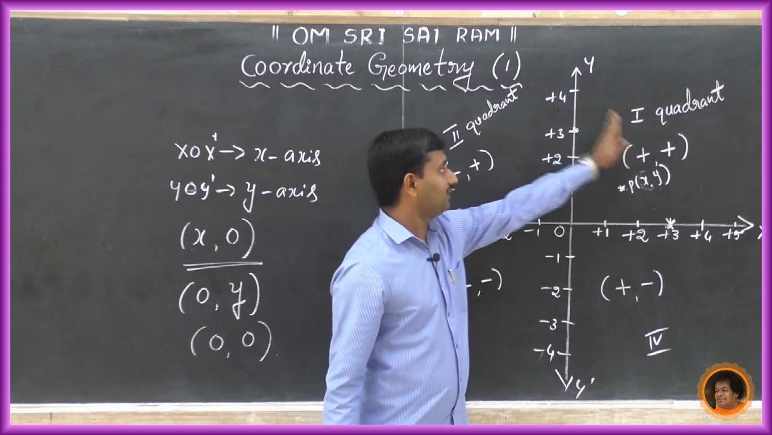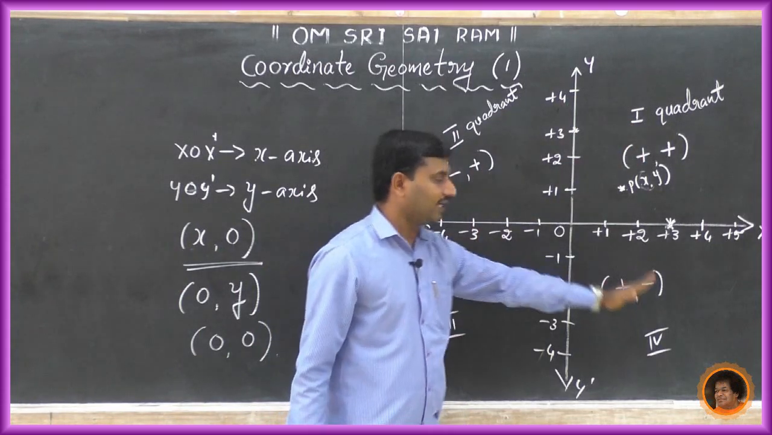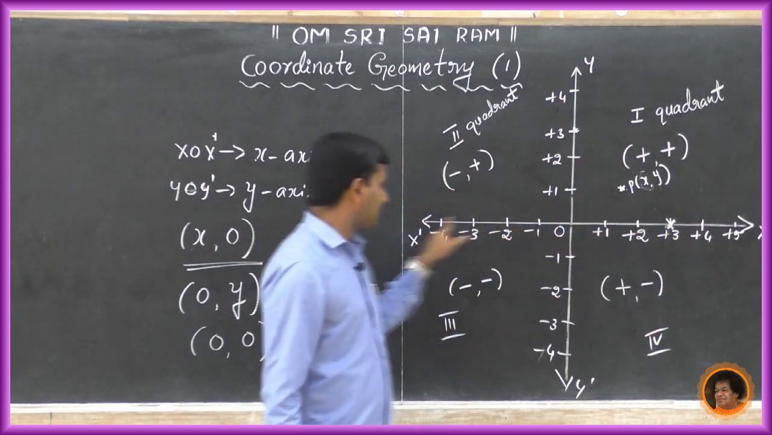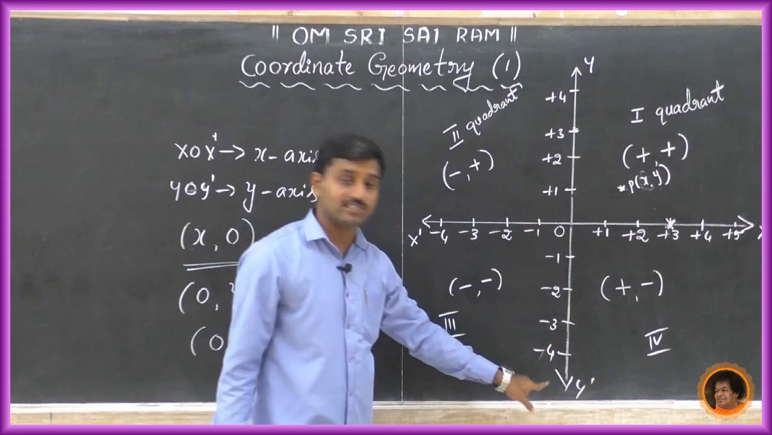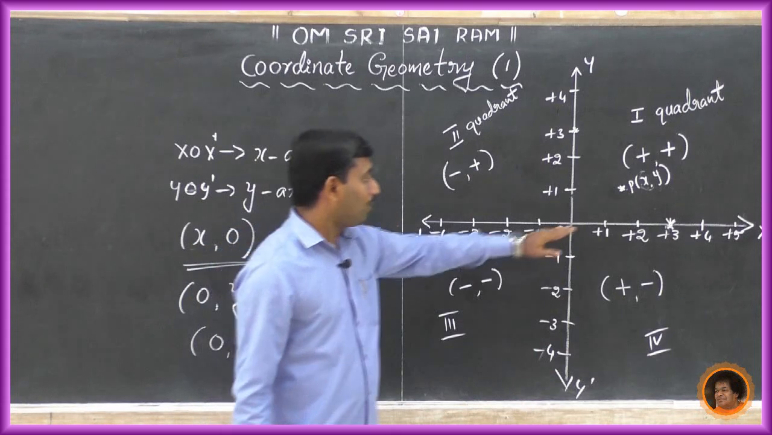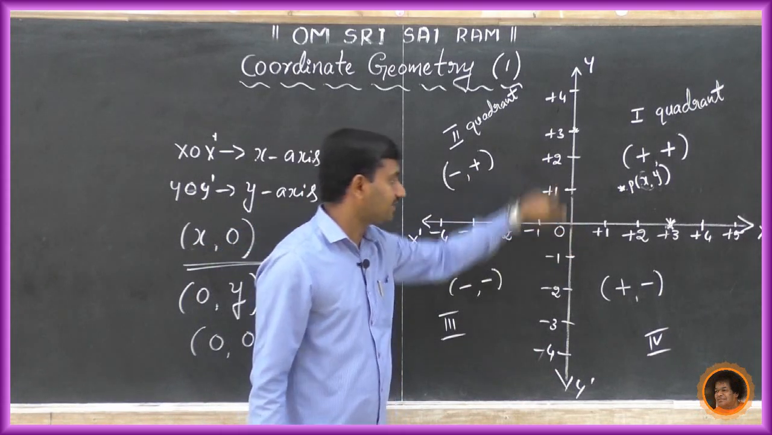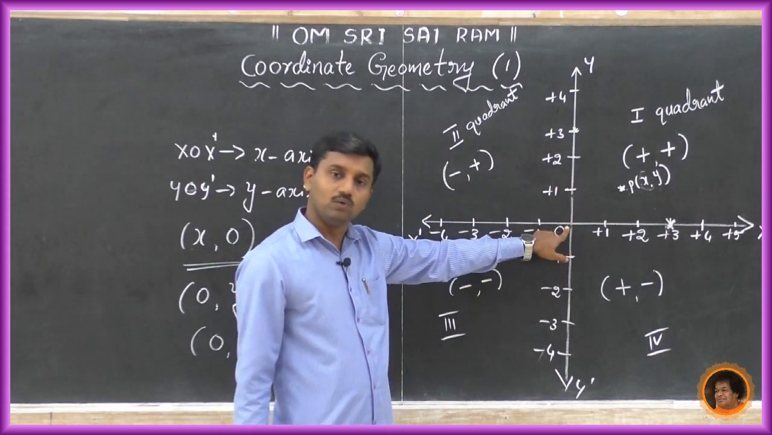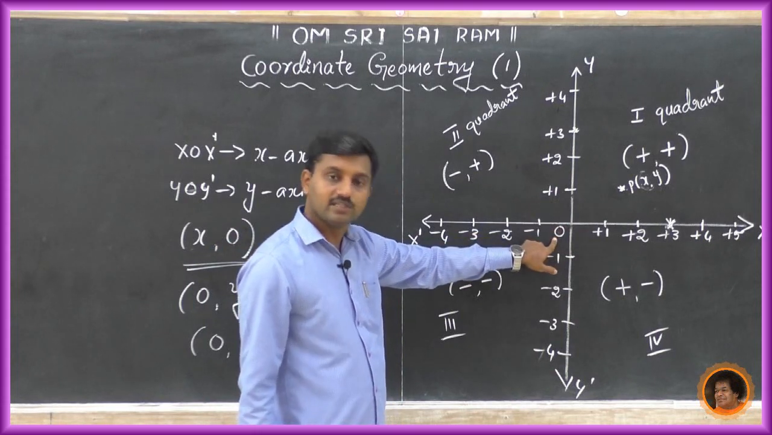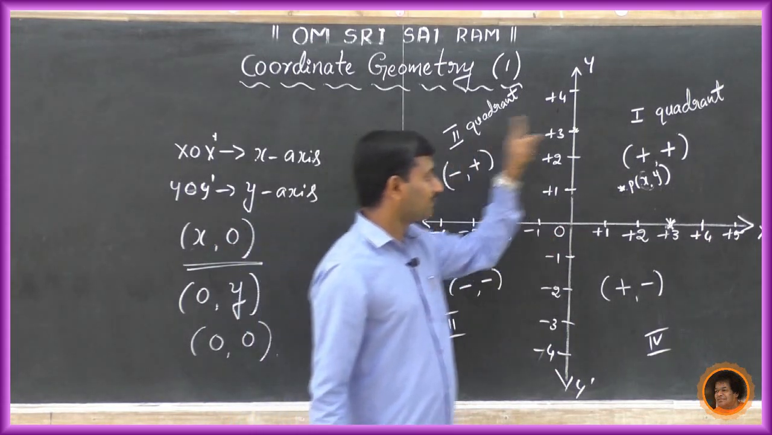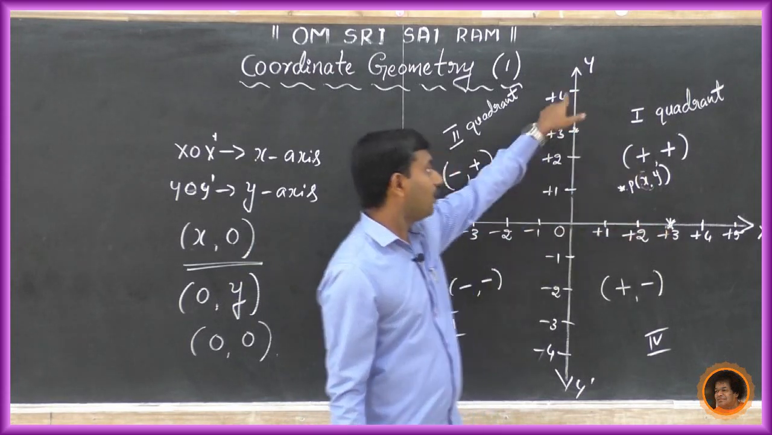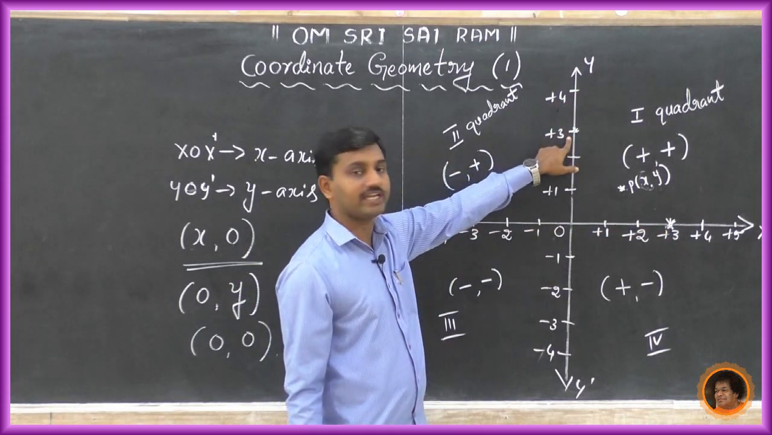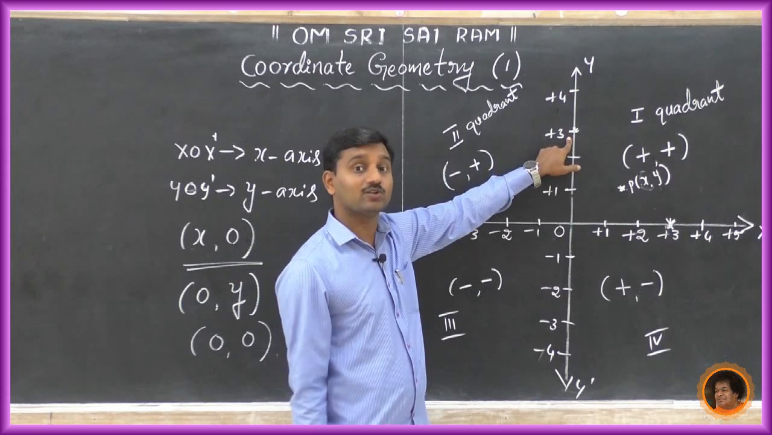So this is the first quadrant, second quadrant, third quadrant and fourth quadrant. The x dash horizontal line is known as the x-axis and the vertical line y dash is known as the y-axis. The point of intersection between the x-axis and the y-axis is known as the origin. So the coordinates of the origin are 0 comma 0. The coordinates of any point on the x-axis are in the form of x comma 0. The coordinates of any point on the y-axis are in the form of 0 comma y.